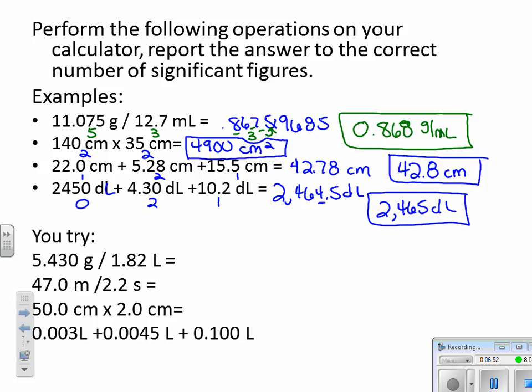So what I'd like you to do now is pause the video, get out your trusty calculator, and do the try-its. And then I want you to turn the recording back on and check your work.